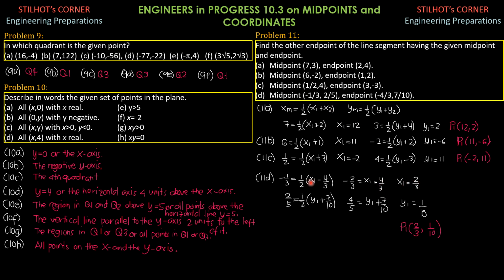Likewise, 2/5 is equal to 1/2 of quantity y1 plus 7 over 10. So 2 times 2 over 5 is 4 over 5, equals y1 plus 7 over 10. And 4/5 is 8 over 10 also, then minus 7 over 10. 8 over 10 minus 7 over 10 is 1 over 10. So y1 is 1 over 10. Therefore, point P1 is 2/3, comma 1 over 10. So that's it for this video.